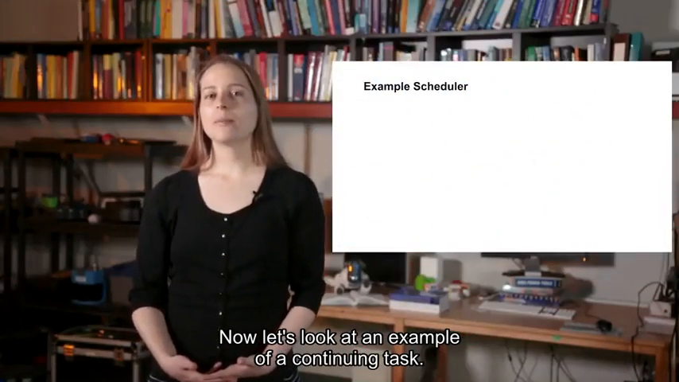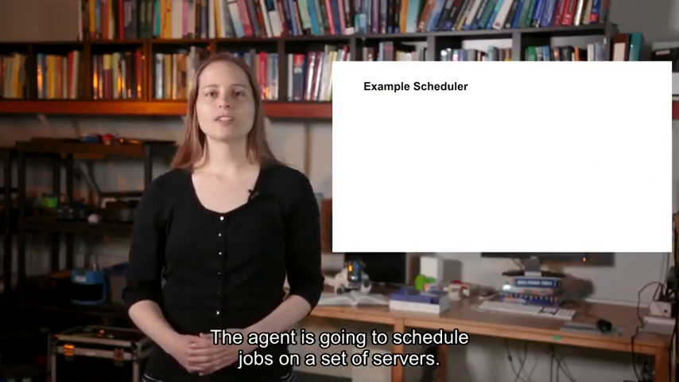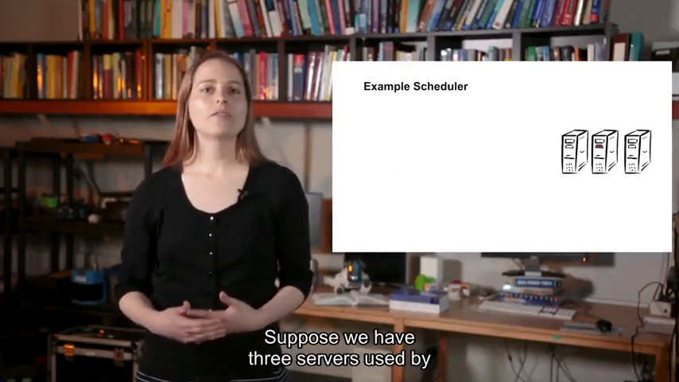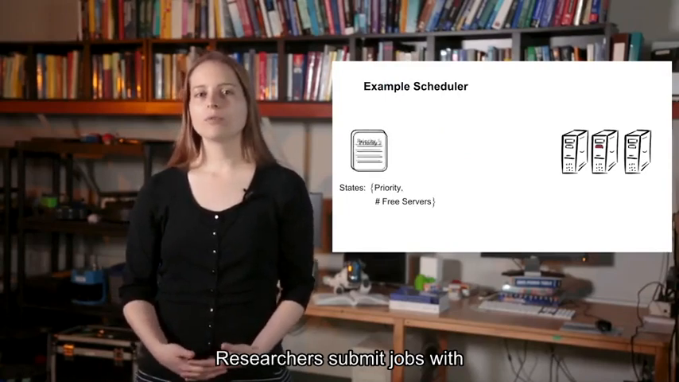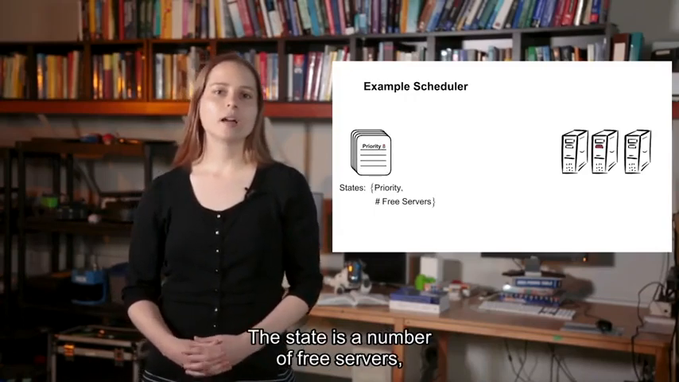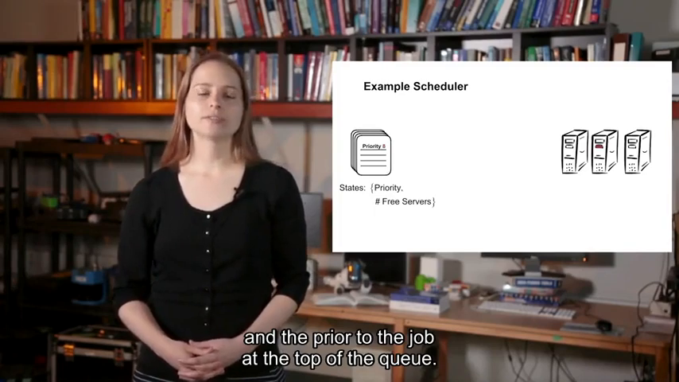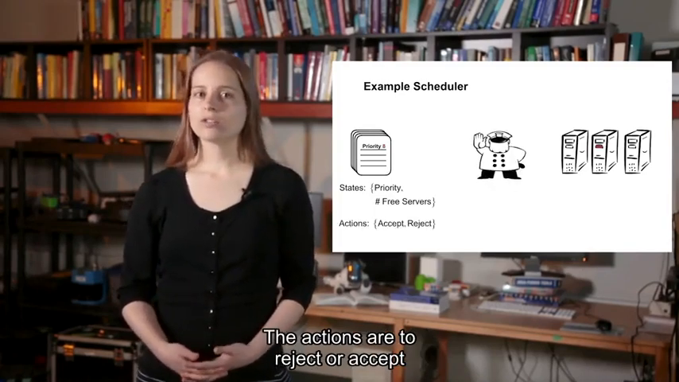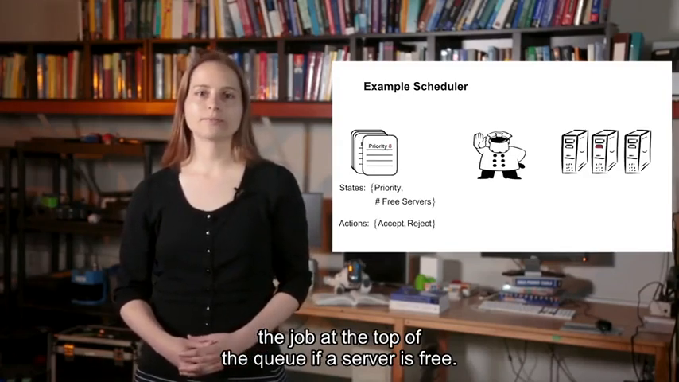Now let's look at an example of a continuing task. The agent is going to schedule jobs on a set of servers. Suppose we have 3 servers used by reinforcement learning researchers to run experiments. Researchers submit jobs with different priorities to a single queue. The state is the number of free servers and the priority of the job at the top of the queue. The actions are to reject or accept the job at the top of the queue if a server is free.